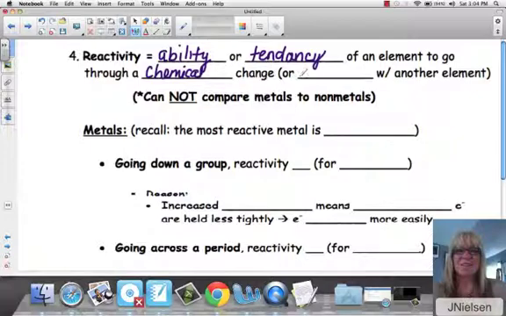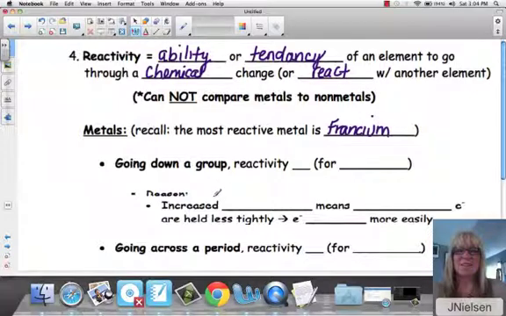Or this can be react, just simply react with another element. We cannot compare metals to nonmetals. That's like comparing apples to oranges. So when we talk about reactivity, we're going to talk first just about reactivity of metals and then about the reactivity of nonmetals. So as you recall, the most reactive metal is francium.